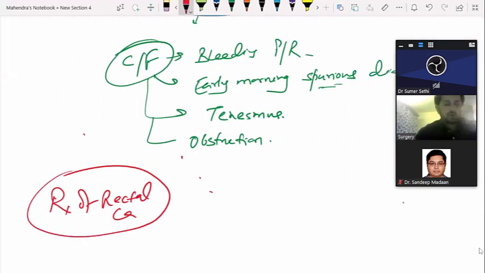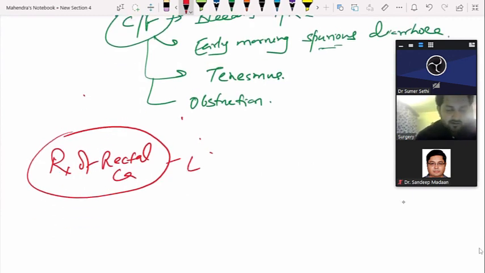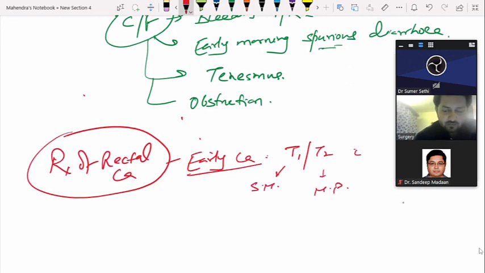Okay, so treatment of rectal cancer in case of early cancer. Early cancer means when it is T1 or T2. T1 is when there is involvement of submucosa. T2 is when there is involvement of muscularis propria with N0, M0. In these cases, you can go straight away with surgery first.